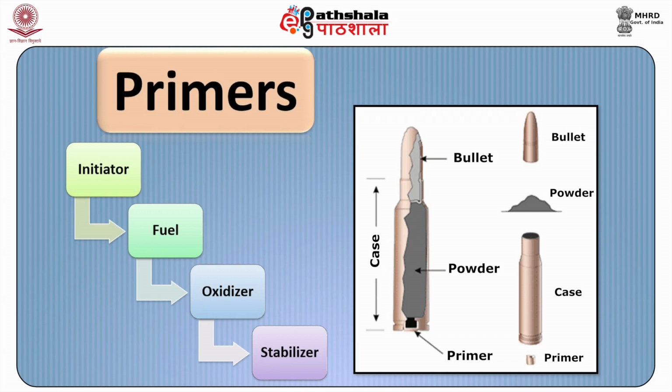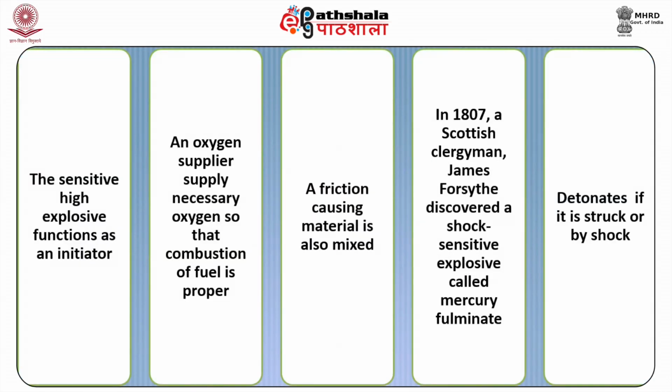The primer composition has the following basic ingredients. First one is an initiator. It is a sensitive high explosive. Next we have fuel. Next is an oxidizer. And the last one is a stabilizer. The sensitive high explosive, which functions as an initiator, is a pressure sensitive material which gives out a flame to ignite combustible material, which works as fuel. An oxygen supplier would supply necessary oxygen so that combustion of fuel is proper. A friction causing material is also mixed in to carry out the functioning of the entire exercise in a satisfactory manner.